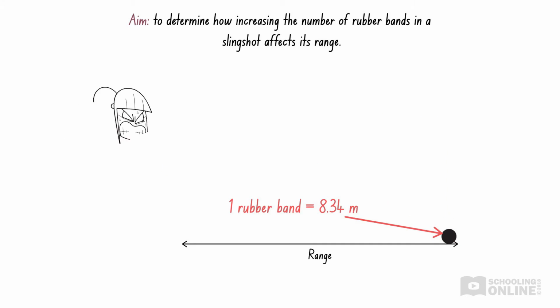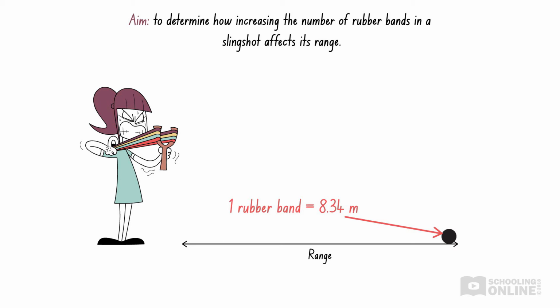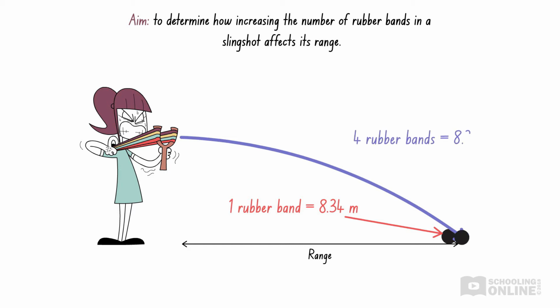Anna repeats the experiment, but this time she uses 4 rubber bands. Surely this will make the pebble travel further. She stretches it back as far as she can and launches it horizontally. But to her dismay, the pebble travelled the same distance as before. Why did this occur?